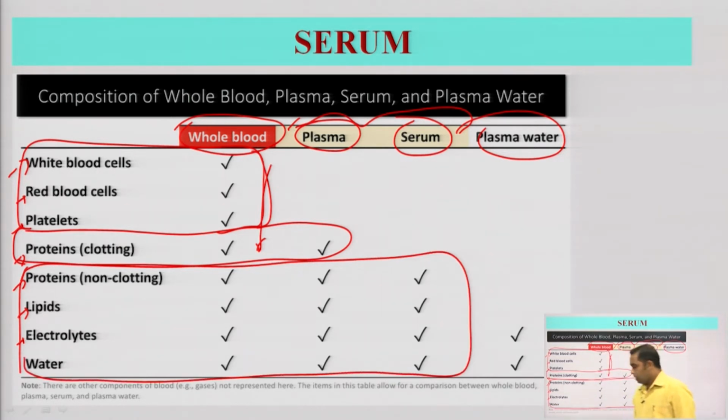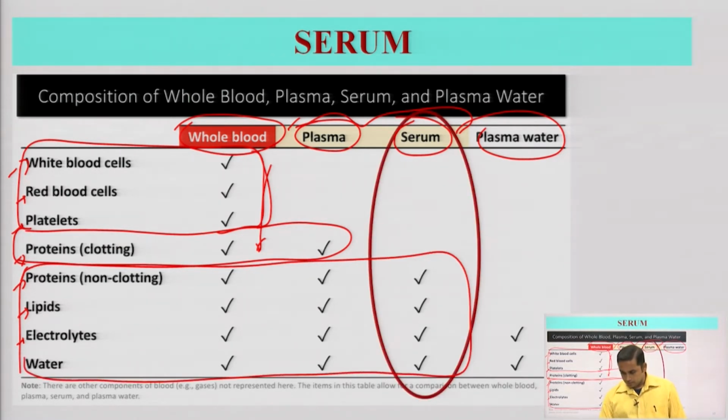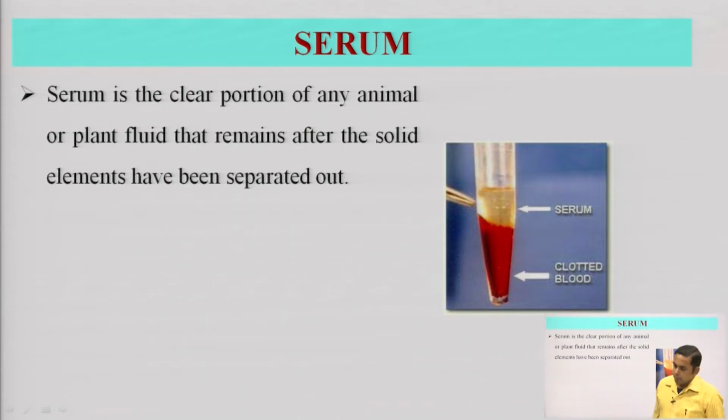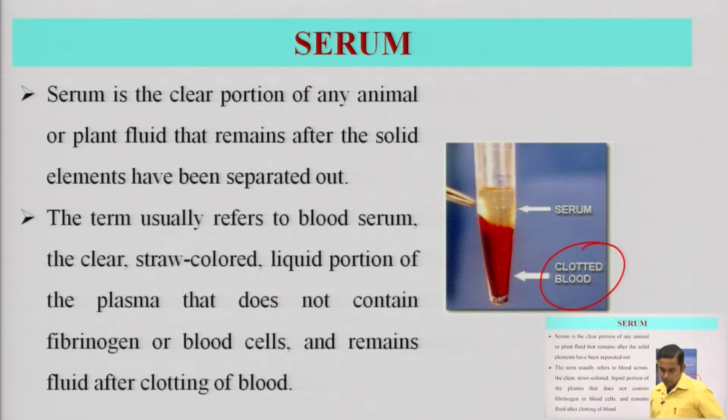Okay. So, let me tell you about these things. Serum. It is a clear portion of any animal or plant fluid that remains after the solid elements have been separated out. You can see, when you are separating, these are our clotting factors and the remaining serum is present here.